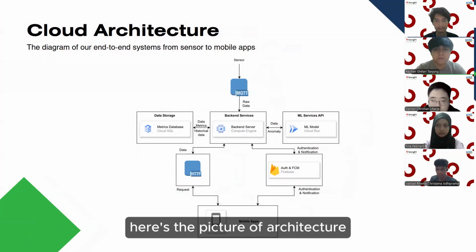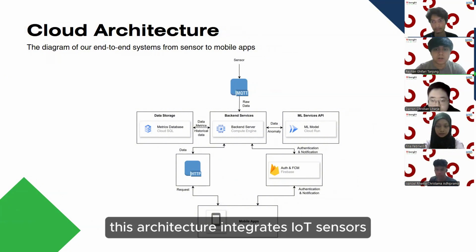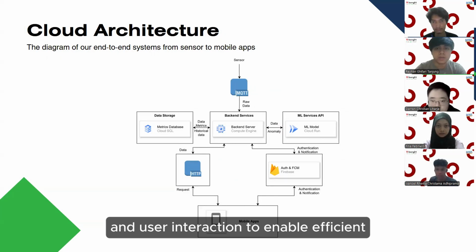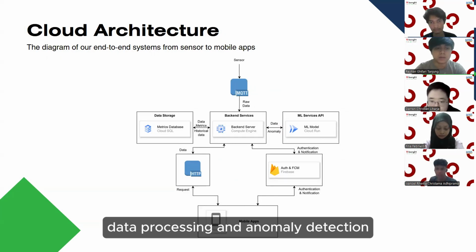Here's the picture of our architecture. This architecture integrates IoT sensors, backend services, machine learning, and user interaction to enable efficient data processing and anomaly detection.